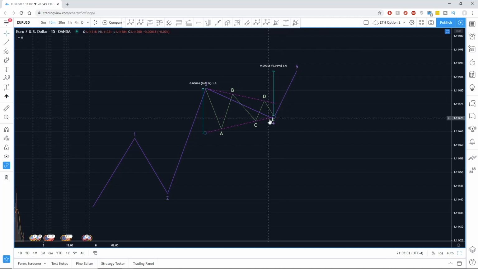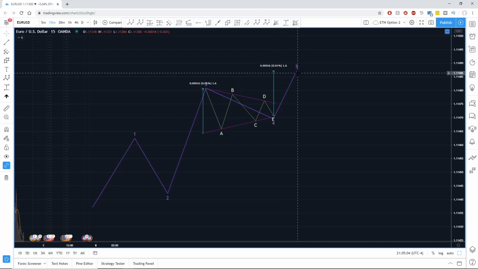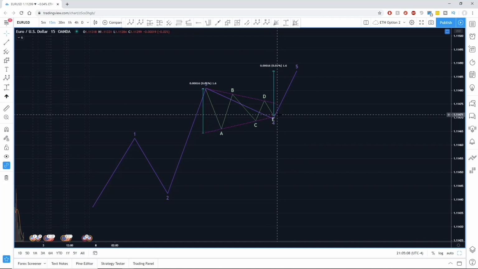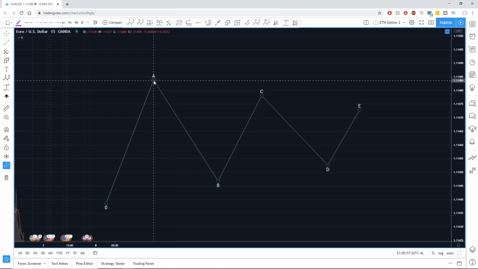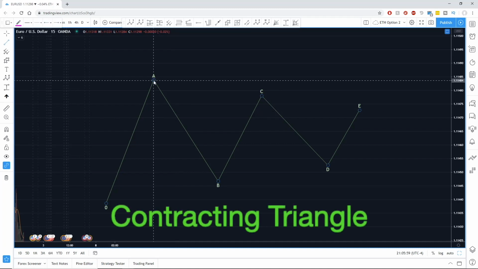This 5th and final wave here is known as the thrust of the triangle and is almost always an impulse, but could be a diagonal as well. So now let's get into the 3 different variations of triangles. The one I've been showing you so far is known as a contracting triangle.